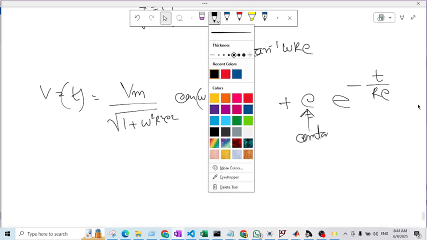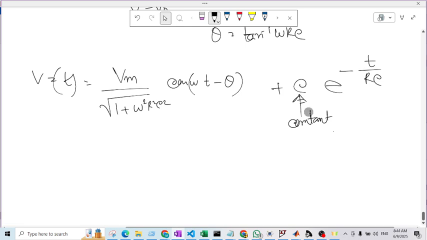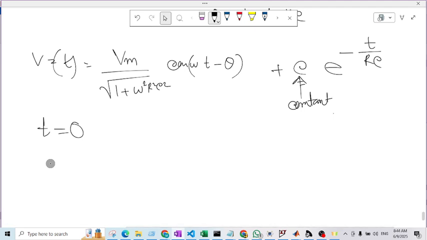Hey, what's going on with my laptop? Okay, so this C is not capacitance, this C is a constant. And how to find this C? You have to simply put t is equal to 0 here. And if you know that when t was equal to 0, the initial voltage was, let's say, V naught. Okay, so by this equation you can find C.